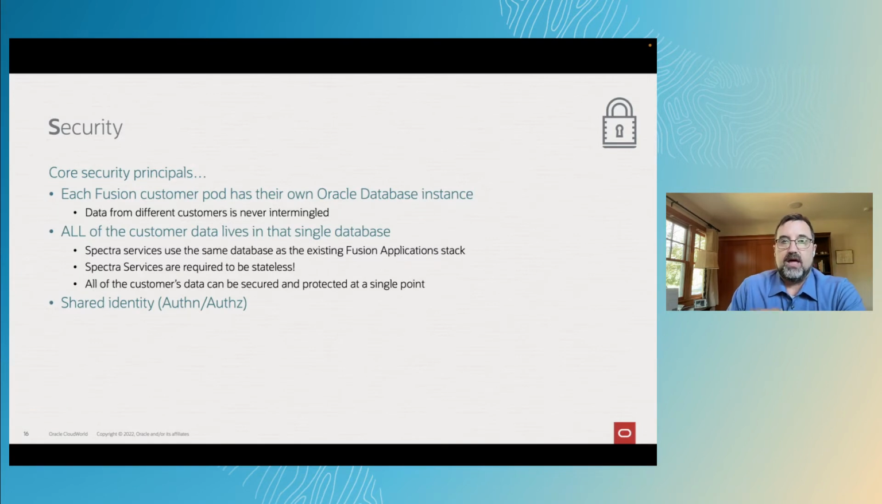So one, your data is not mixed with other customers, and two, all of that customer data lives in that single database. That allows us to secure that customer data at a single point, and allows things like disaster recovery to be much simpler. If there is a natural disaster in a region, and disaster recovery is set up with that service, with those Fusion applications, that can all be restored in another region as a single unit without having to worry about service by service. And again, you have a shared identity system, so we're not having to worry about authorization and authentication differently between the existing Fusion stack and these new services that are being built.